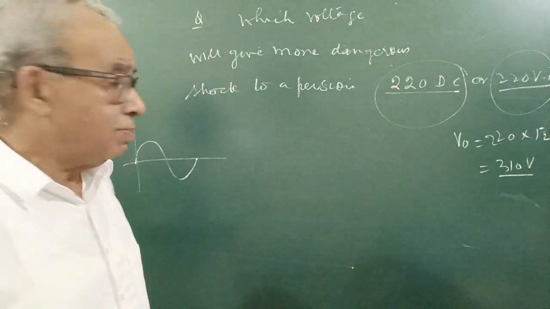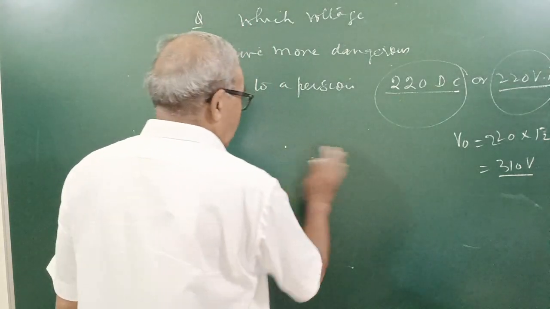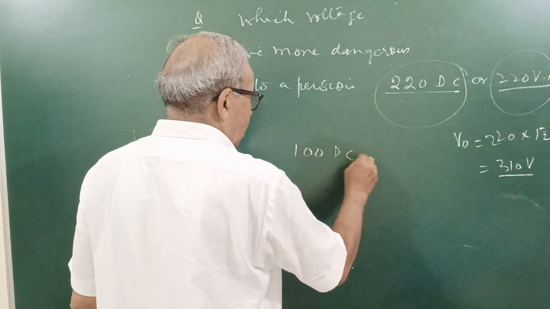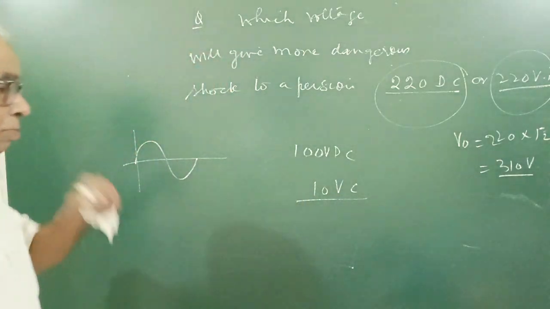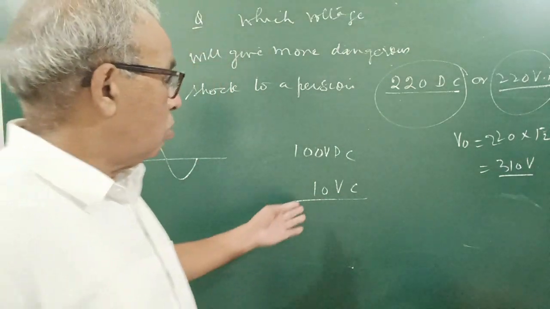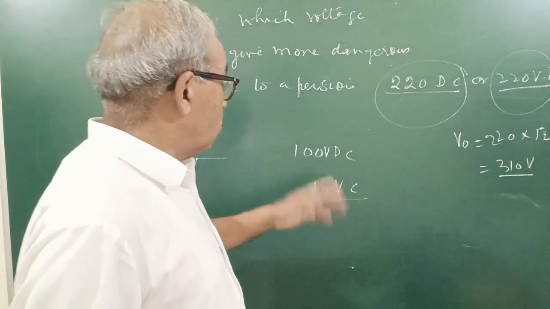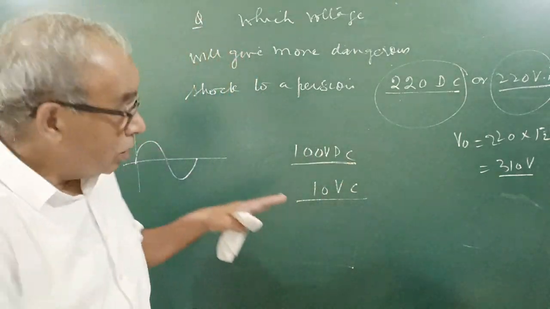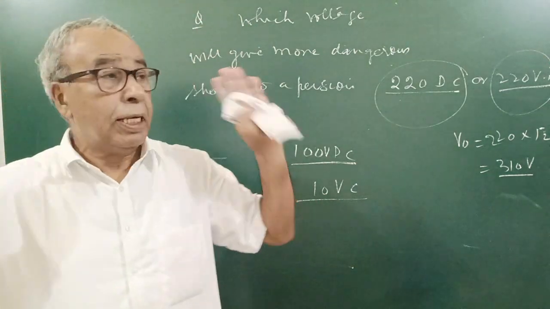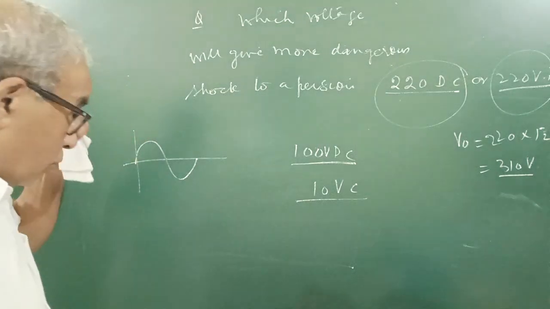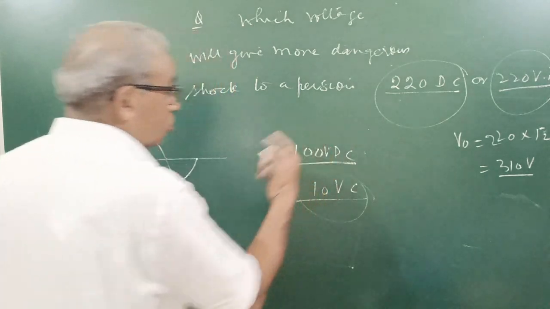But be aware, if I say 10 volt DC and 100 volt DC, so then the peak value of AC could be 14.4 volt or 1800 volt, and then DC is there. So see the voltage also. Don't have a concept that AC will always produce more dangerous shock. It is a question of the value of DC, but the peak value comes again and again.